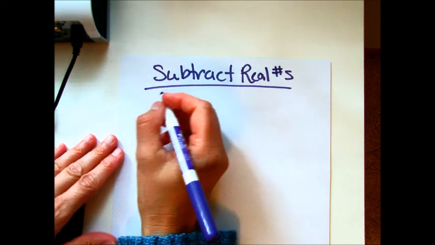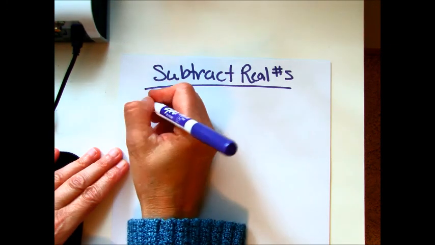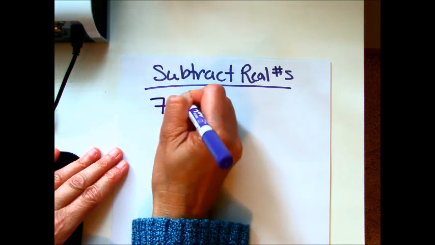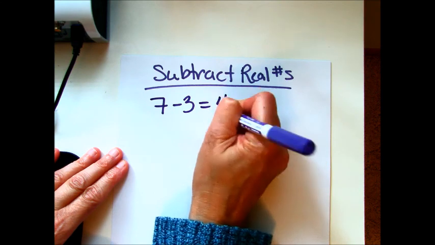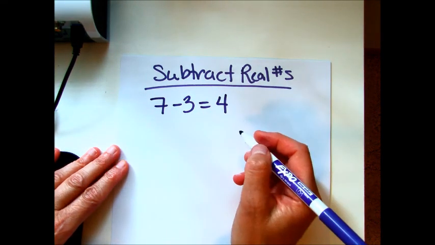In this video, I want to give you a few examples of subtracting real numbers. Now, we've done some basic subtraction before, like 7 minus 3. We know that answer is going to be less than the original 7 because we're taking away 3.